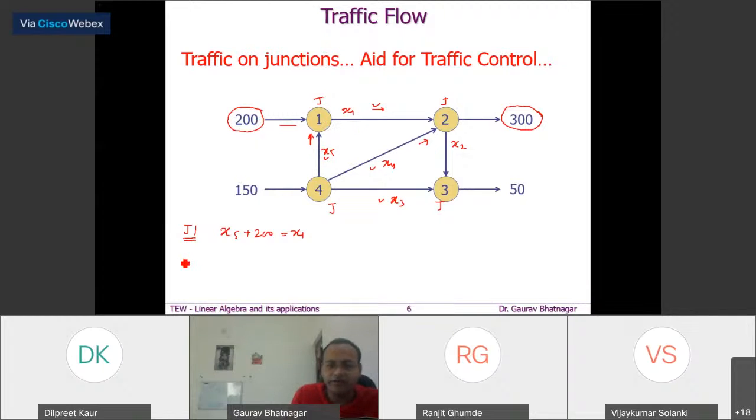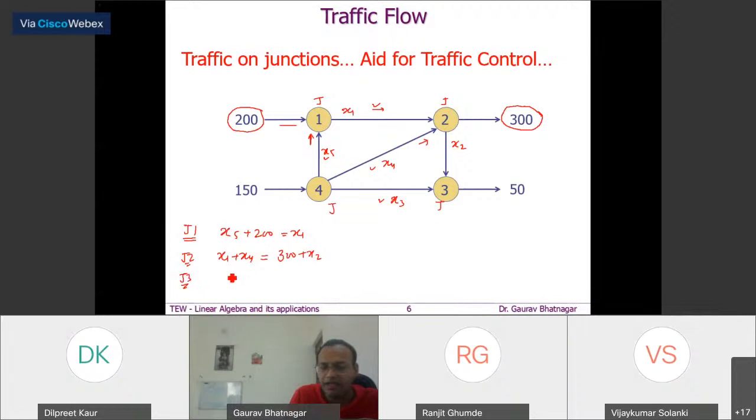In a similar manner, if you consider junction 2, this x1 is essentially the inflow, and x4 is again going to be the inflow, so I'm going to get x1 + x4 is equal to the outflow. Here x2 is also leaving from these two, whatever the amount of vehicles we are going to have, and the 300 is also there, so it's going to be 300 + x2.